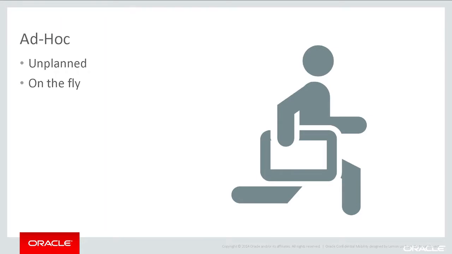Ad hoc is another term that we hear a lot. What does that really mean? Ad hoc is something that is on the fly, unplanned. If I want to see some information, I can just go and click the fields that I want to see the information on, and boom, there's the report, there's my chart. I can look at the data, take some action against it.